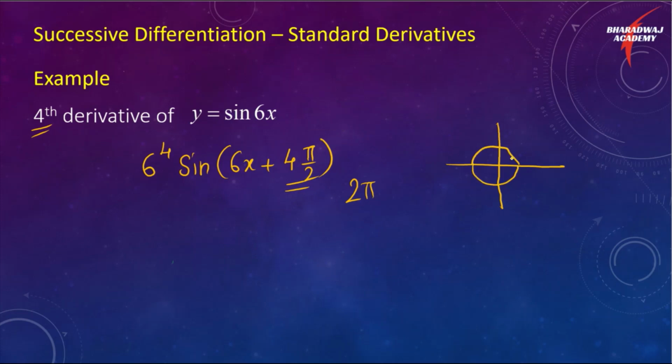2 pi is 360 degrees. Once you complete a circle, you get back into the first quadrant, which is the starting point. So here is your answer: sine 6x. It remains as it is. But how do we generalize this? This is the answer.